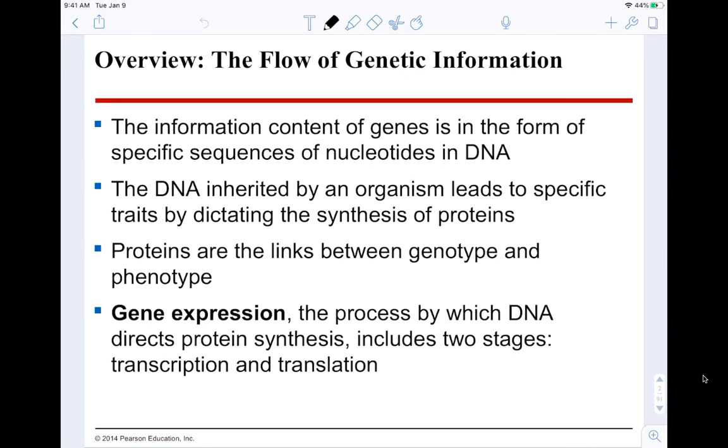Gene expression is the process by which DNA directs protein synthesis, and it includes two distinct stages, transcription and translation. So these are the two steps of our process of protein synthesis. Transcription, the C, comes before translation, the L, so they are in alphabetical order to try to keep that straight in your head.